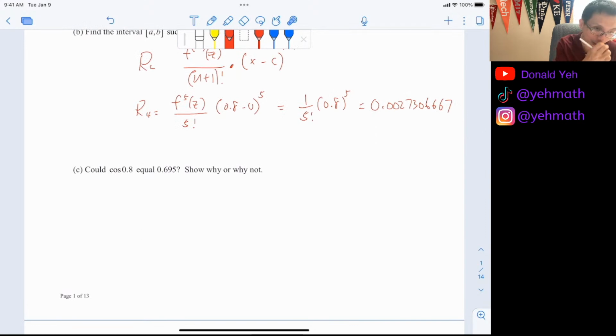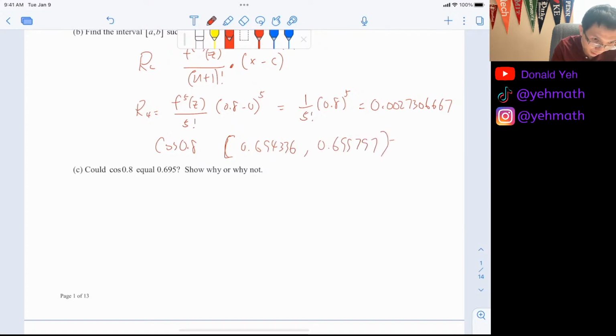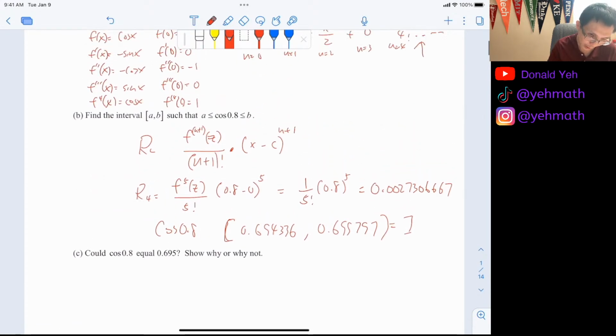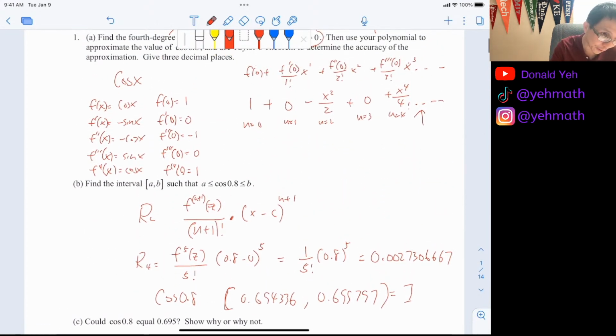Now let's talk about the next question. We didn't find the interval yet. So we're going to say for cosine of 0.8, the interval is going to be between 0.694336 to 0.699797. Where do you get the 0.69 from? It's from the first part. Good question.